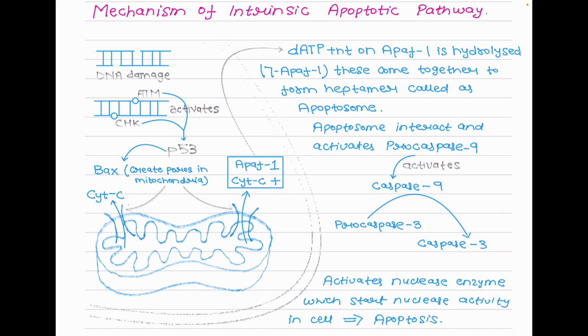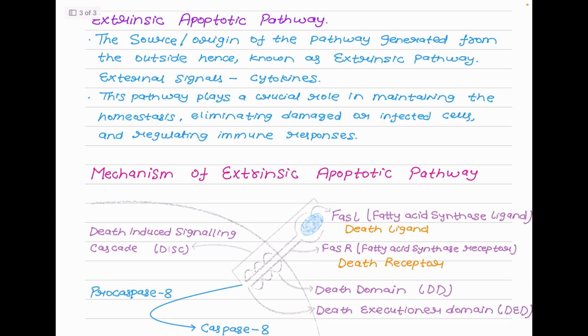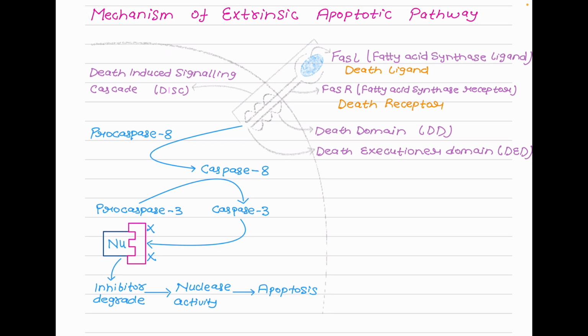Now let's talk about the extrinsic pathway. Unlike the intrinsic pathway, which is triggered by internal stress, the extrinsic pathway is activated by signals from outside the cell. These signals come from molecules known as death ligands. Cells have many receptors, some for growth responses, some for survival signals, and others for death signals. One of the key receptors involved in the extrinsic pathway is the Fas receptor, or fatty acid synthase receptor, which binds to a specific signaling molecule known as Fas ligand, or Fas-L, which is fatty acid synthase ligand.